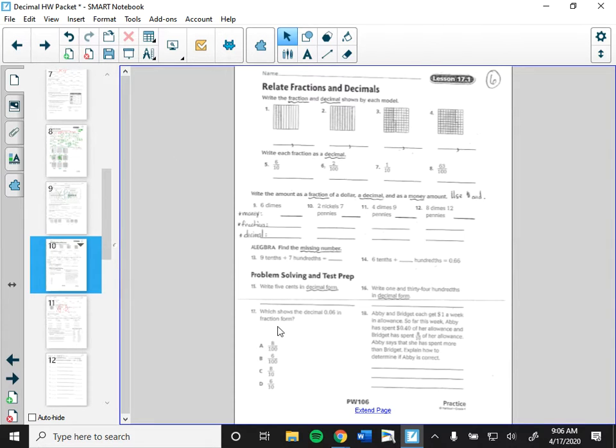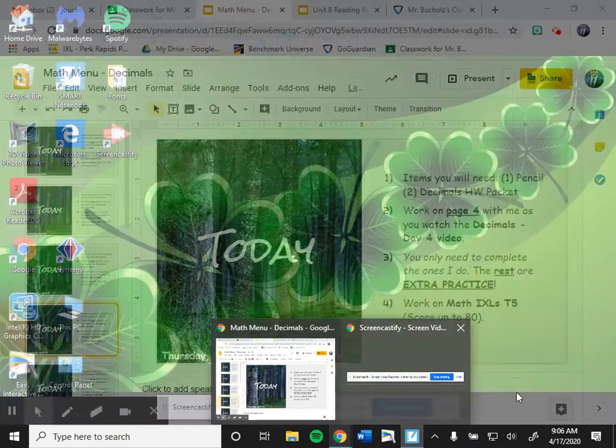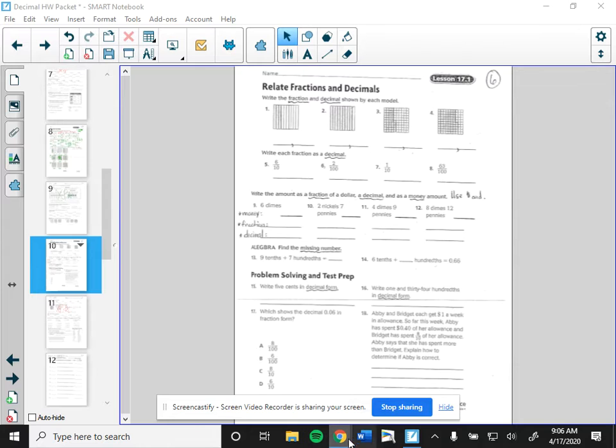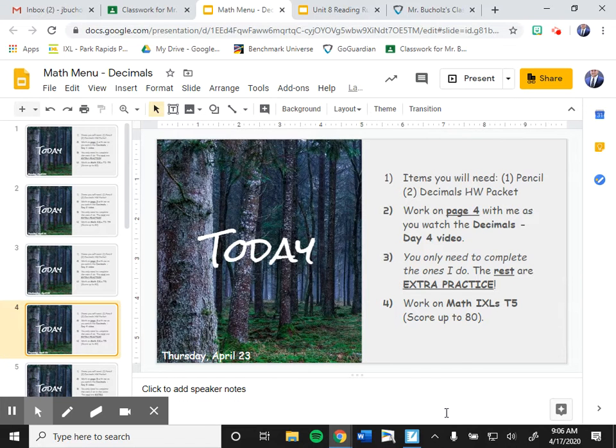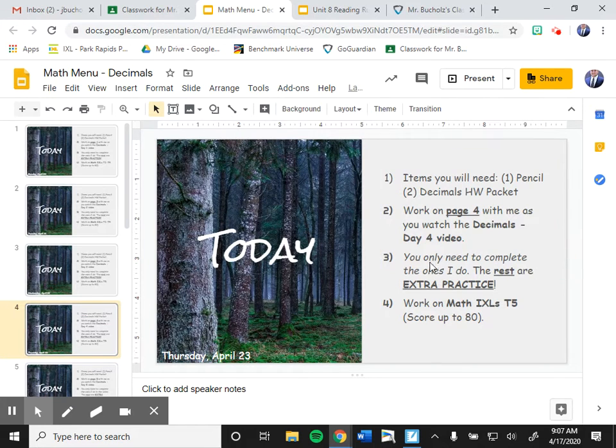It's a continuation from yesterday. It's actually on page 6 here. The packet's kind of screwed up, but sorry about that. So you're going to be working on page 6 with me. Remember, you only need to do the ones that I do. The rest are extra practice.